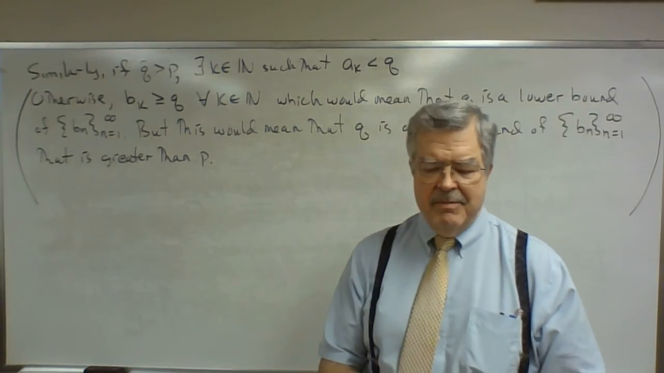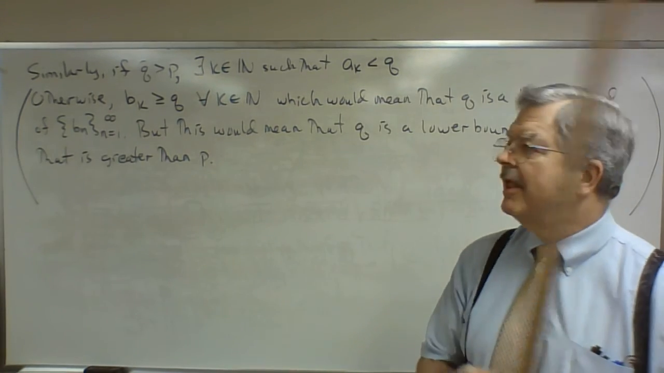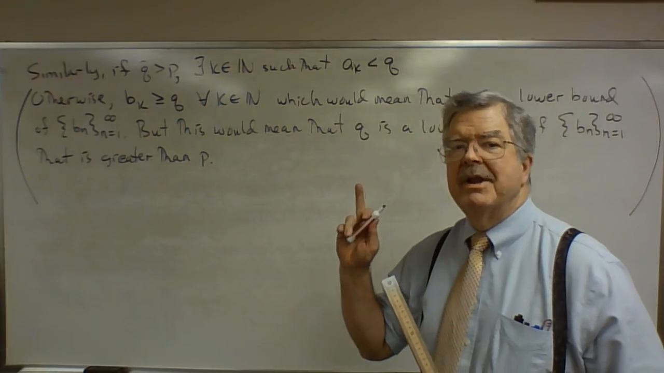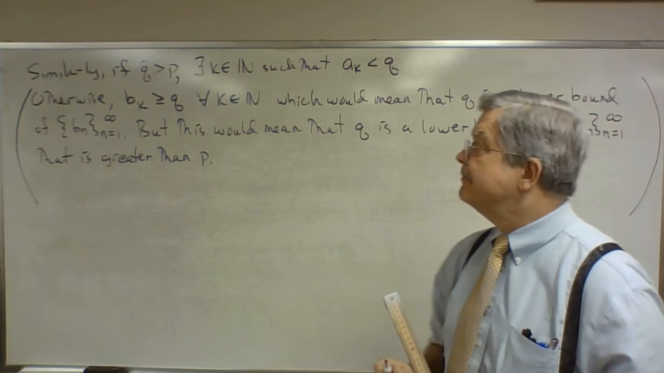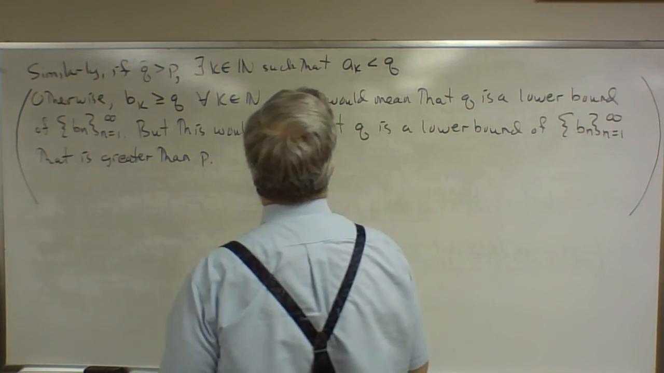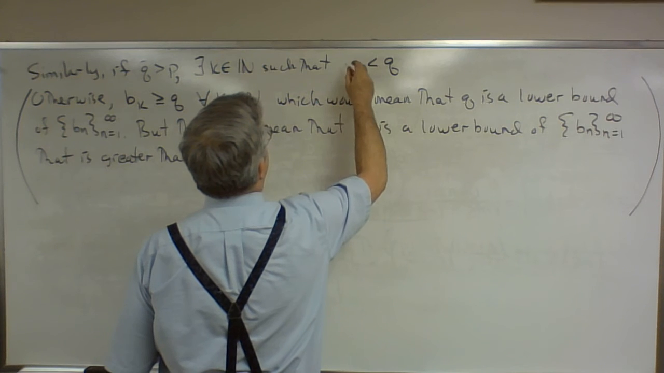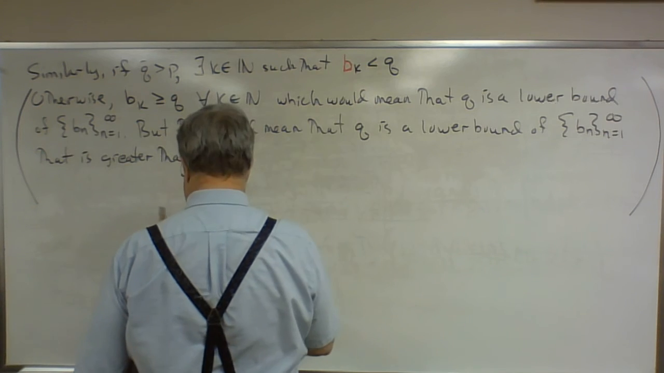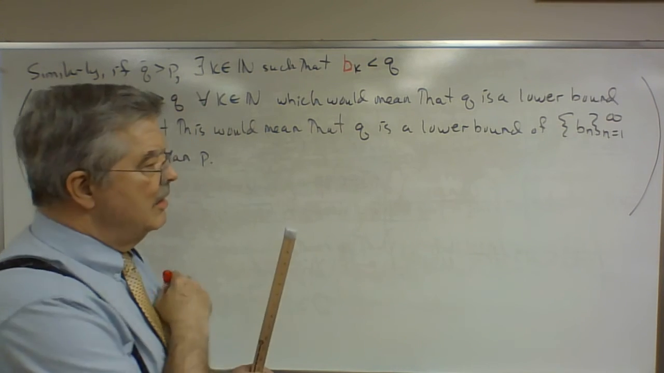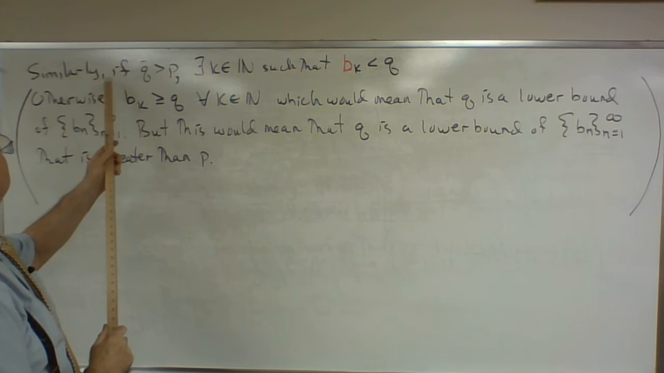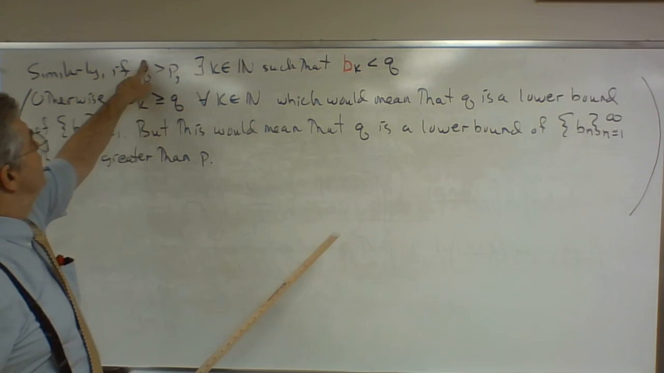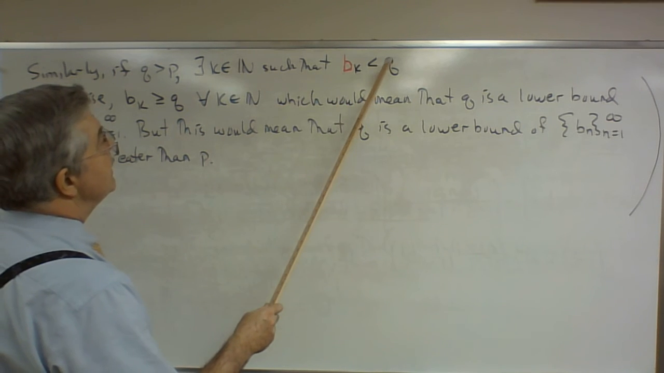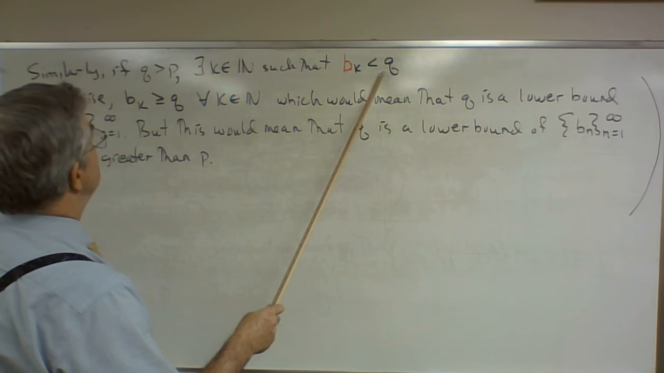Okay, I rediscovered my brains. I apologize. Let's follow this train of thought, but I'm going to have to change something. Make that B sub k. So if we assume that Q is greater than P, there exists a natural number K such that B sub k is less than Q.